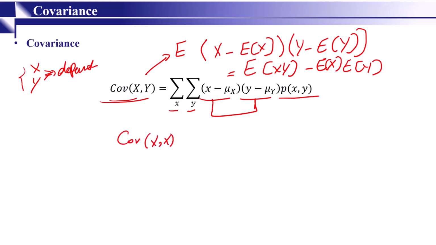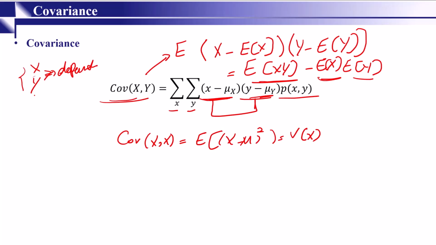Covariance of x and x is equal to E of (x minus mu x) squared, which is equal to the variance of x. Once again, suppose x and y have a strong positive relationship to one another, by which we mean that large values of x tend to occur with large values of y, and on the other side, small values of x with small values of y. Then most of the probability mass function will be associated with x minus mu x and y minus mu y either both positive, meaning both x and y are above their respective means, or both negative, meaning both are below their respective means.